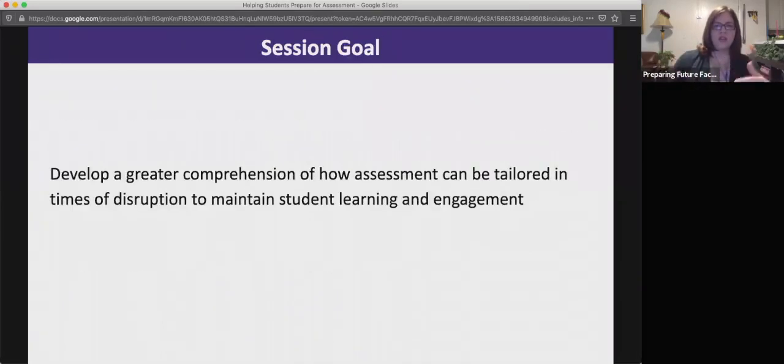With the overall goal today being that I want you to leave this hour having developed a greater comprehension of how assessment can be tailored in these disruptive times to help students learn and also stay engaged, especially when we're going into remote platforms.